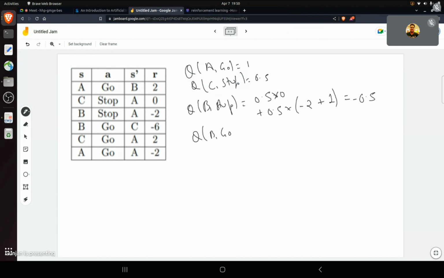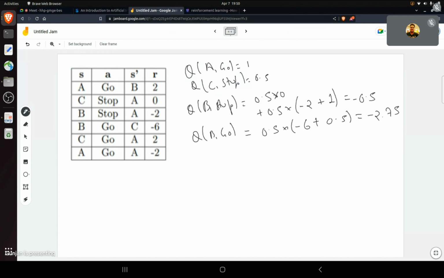Now Q B comma go. Q of B comma go is equal to 0.5 times the reward, that is minus 6, plus the max over C, right? So max C is 0.5, and this turns out to be minus 2.75. I hope you're able to follow these calculations, because if you don't, then you might face difficulty in solving the question, right?